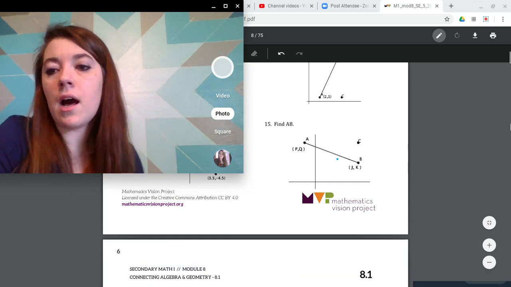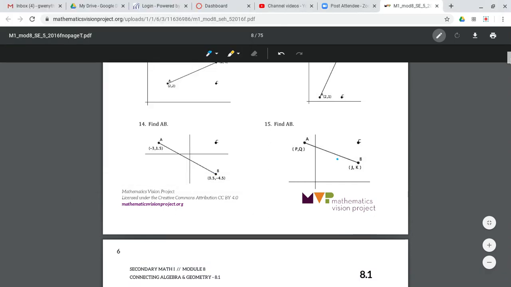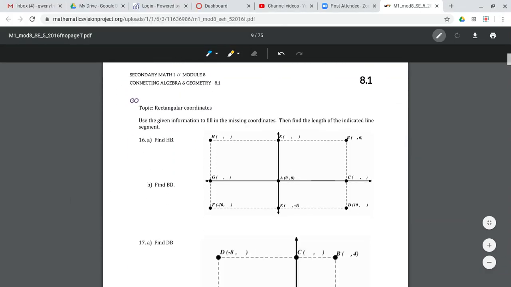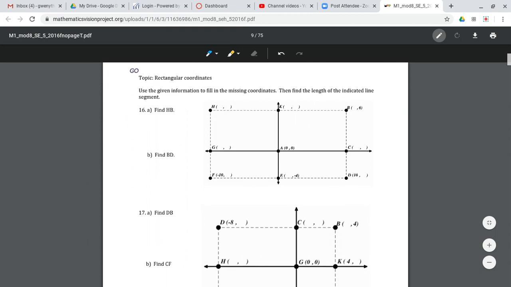All right. On to the last part of this, which looks confusing at first, but I promise it's a lot easier than it seems. So what we have here is rectangular coordinates. And so we want to use the given information to fill in the missing coordinates and then find the length of the indicated line segment. So looking at this, we have a few values. So like D is at the X value of 10, which means C is at 10.